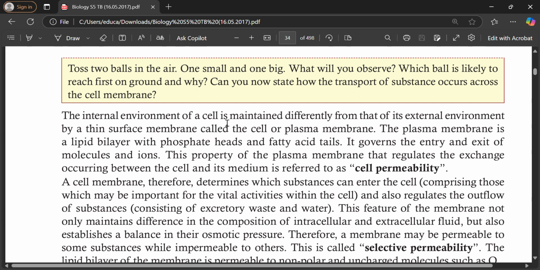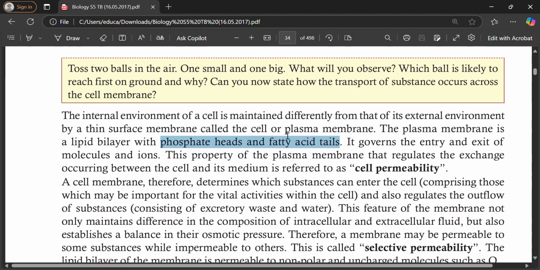The internal environment of a cell is maintained differently from that of its external environment by a thin surface membrane called the cell or plasma membrane. Like the cover of the cell, we can call it a cell membrane or a plasma membrane. The plasma membrane is a lipid bilayer. It means it has two layers of lipid, with phosphate heads and fatty acid tails.